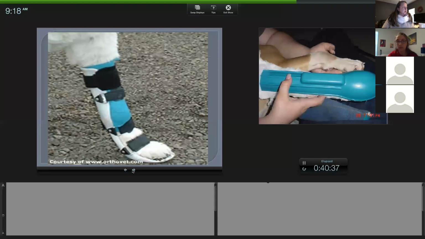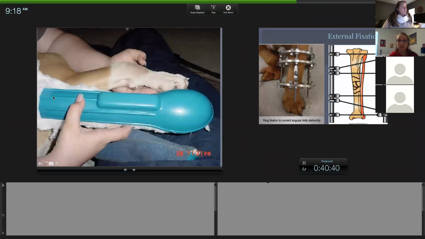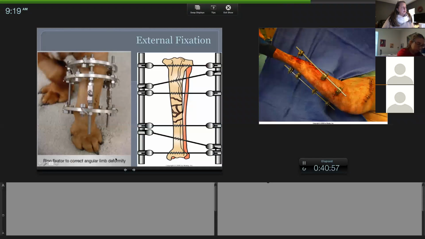And on this picture, this is what's called a spoon splint. The end looks like a spoon, so the paw would go into that. Usually we put some padding, and then we will wrap around the limb and get that wrapped. I'm going to show you this picture briefly.